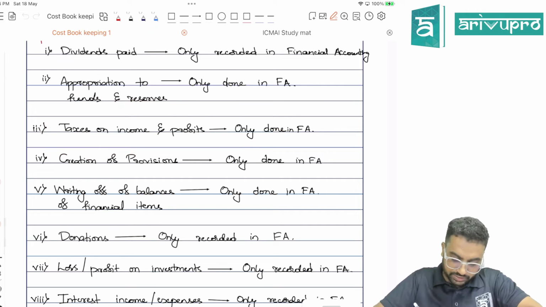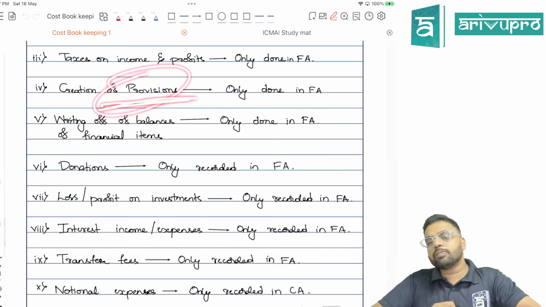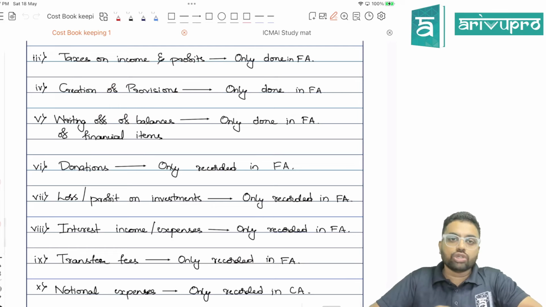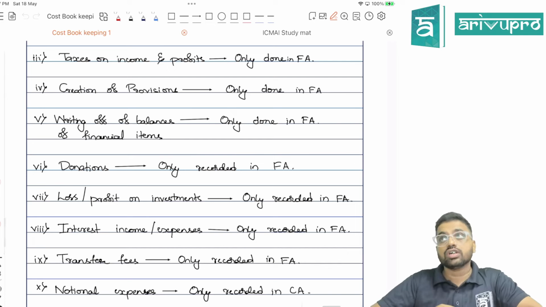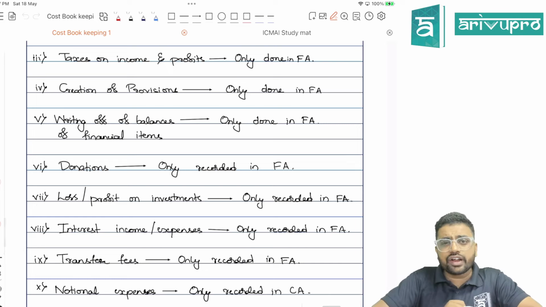Okay, sir. Next, creation of provision. Sir, what do you mean by provision? Very simple. You have incurred expenditure, but you don't know how much. So should you create a liability? Of course yes. But do you know how much? The answer is no. At that time you will estimate some amount based on occurrence, using a substantial degree of reliability, to identify how much amount I should keep aside as my liability, because I incurred the expenditure.